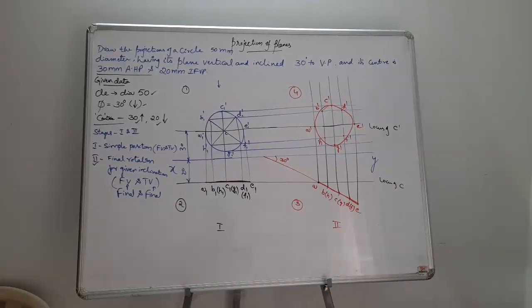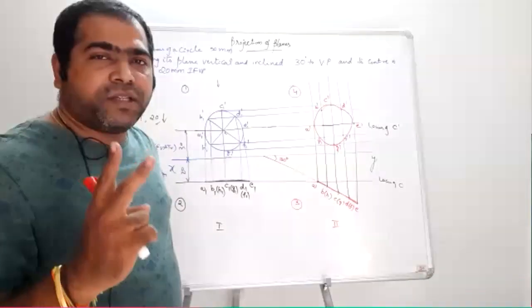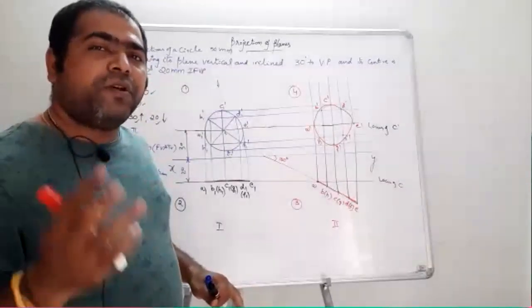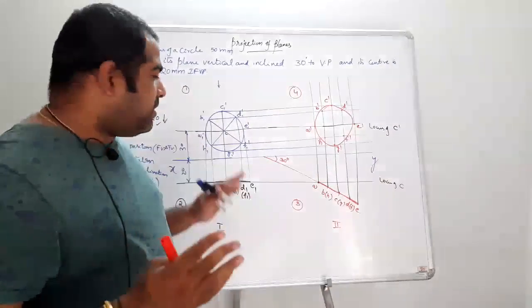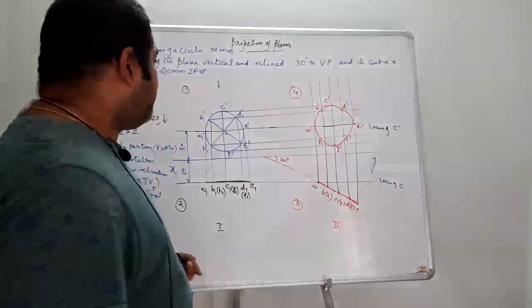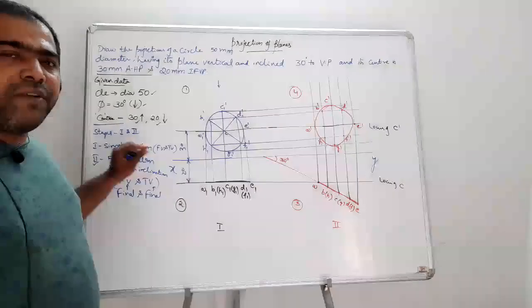Students, is it clear? Students, all of you, is it clear? Stage 1 and stage 2. Stage 1 is simple position. Stage 2 is nothing but your final position. So this was the plane inclined to one reference plane. You will obtain the solution in two stages. That is stage 1 and stage 2 only. If the plane is inclined to both the planes, you are going to obtain the solution in three stages. Simple position, first inclination and final inclination. So always stage 1 is nothing but your simple position. Stage 2 is going to be the final inclination in the plane inclined to one reference plane.